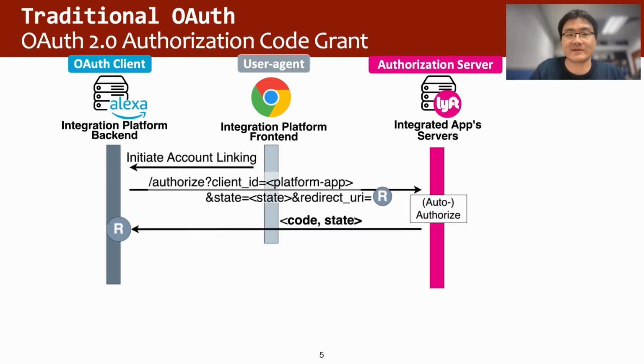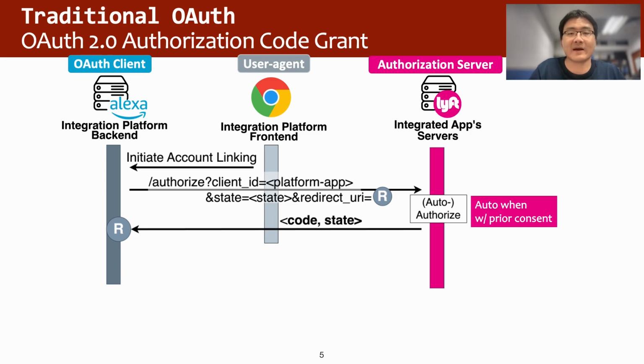The first phase is the authorization phase, which would issue a short-lived authorization code. To begin with, the end user would initiate account linking via the integration platform frontend, and then it would start the OAuth flow and hit the platform backend. And then the user would be redirected to the integrated app's authorization server. The user would then be asked to log in at the app's website and authorize the account linking. But although it is named authorize here, the authorize button or any user consent can usually be skipped if there's a prior consent. So this will make the authorization an automatic process, issuing the authorization code without any user interactions.